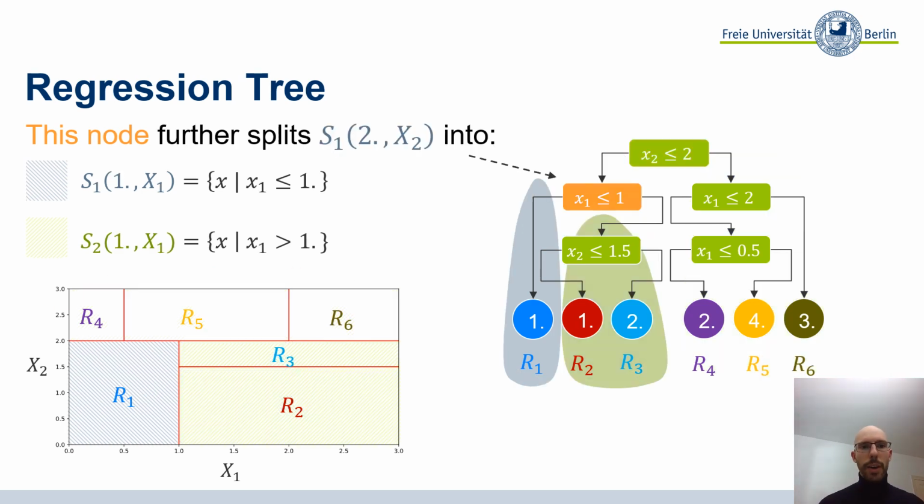Now, moving on to the next node, in this case further down the tree, this node conducts a further split of our space into two further half spaces, S1 of j and x1. So here in this region, all points for which the first coordinate is smaller or equal than 1. And here, the second half of the space, all points for which the first coordinate is greater than 1.